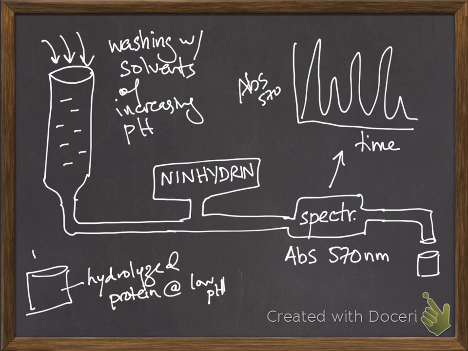And everything that you initially pour in will stick to the column, and your amino acids will only elute off when you wash it with a solution that has a pH that matches the pI of that amino acid. Once that amino acid becomes neutral, it doesn't stick to the resin anymore and it elutes.